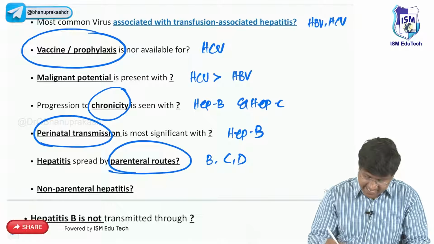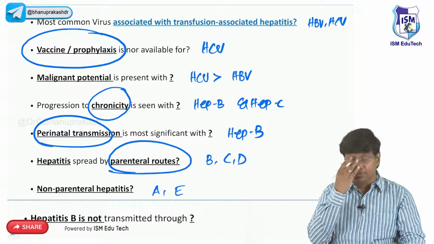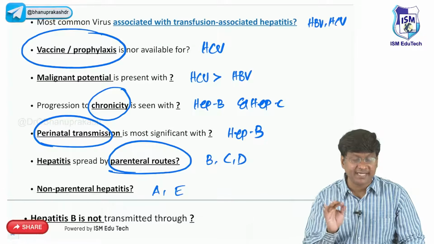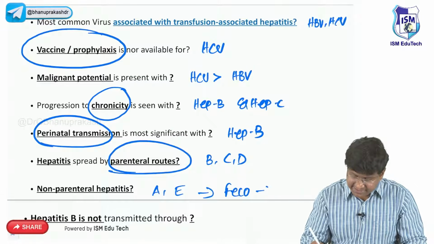Whereas your hepatitis A and E, that will be non-parenteral route, right? What will be that non-parenteral route? That means they are being spread by the feco-oral route, right? Which ones? A as well as E.